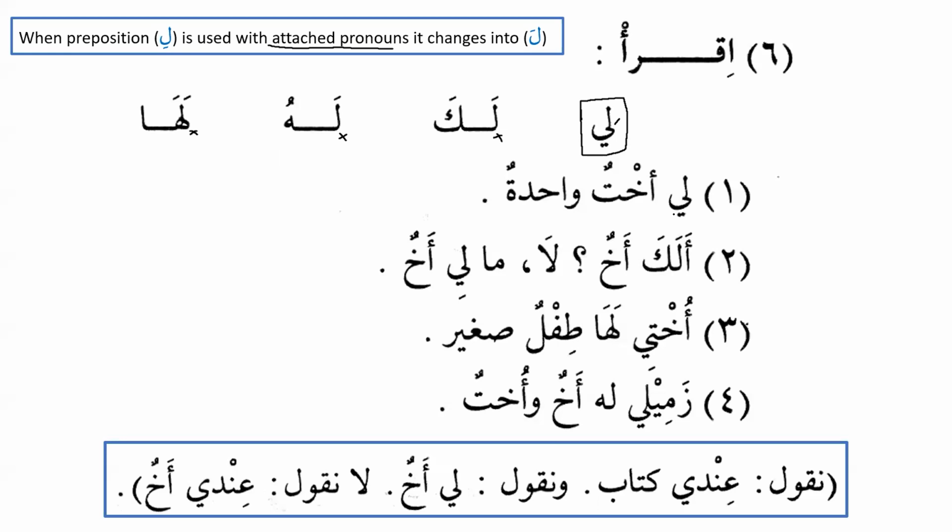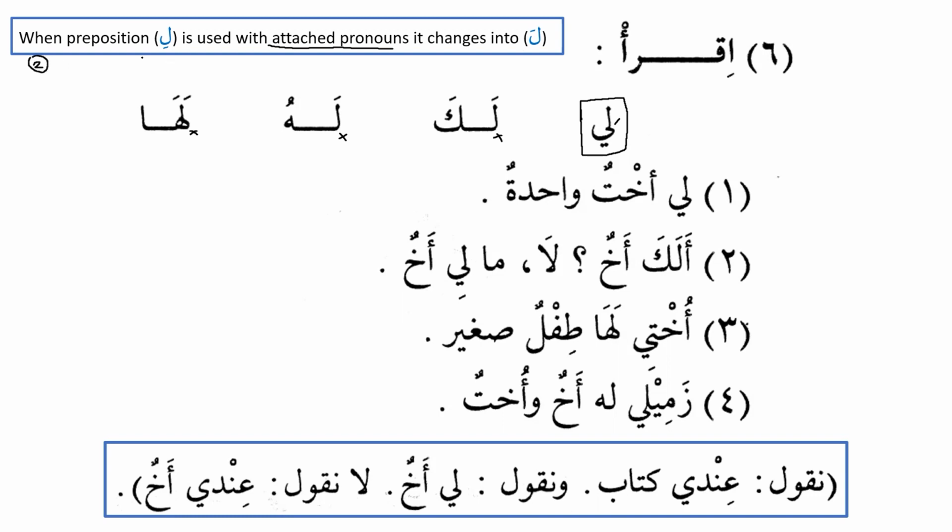So you say, li ukhtun wahidatun, I have a sister. Alaka akhun, do you have a brother? La, ma li akhun, no, I don't have a brother. Okay, this is point number 1. Do you remember point number 2 about li, which we discussed in the previous lesson?